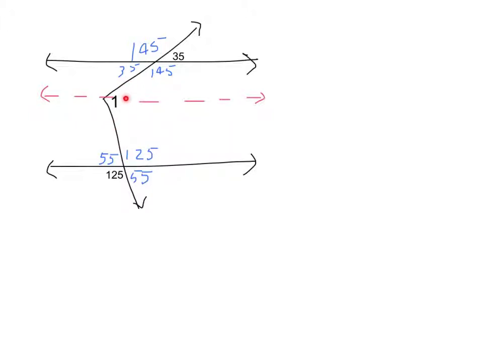Now this top part of angle 1 corresponds with this side here, or this angle here, which is 35, and corresponding angles are congruent. So this top part is 35. The bottom part corresponds with this angle here, which is 55. Corresponding are congruent, so this is 55. So now angle 1 is 35 and 55 together, and so we add those. Oh, that makes a completely right angle. Angle 1 equals 90 degrees.